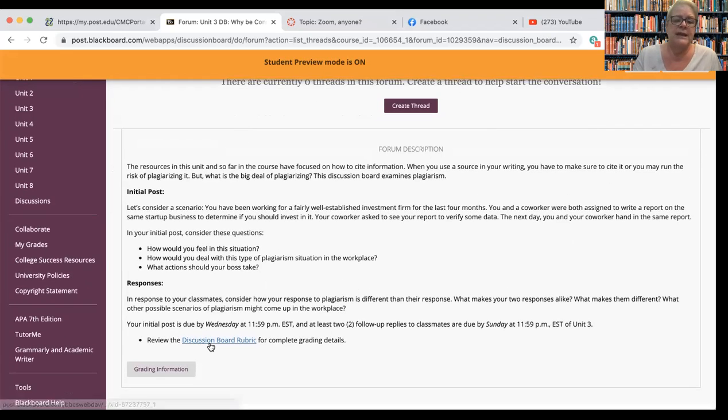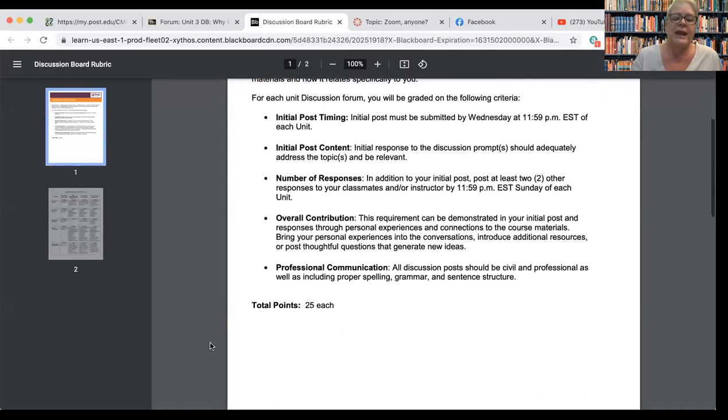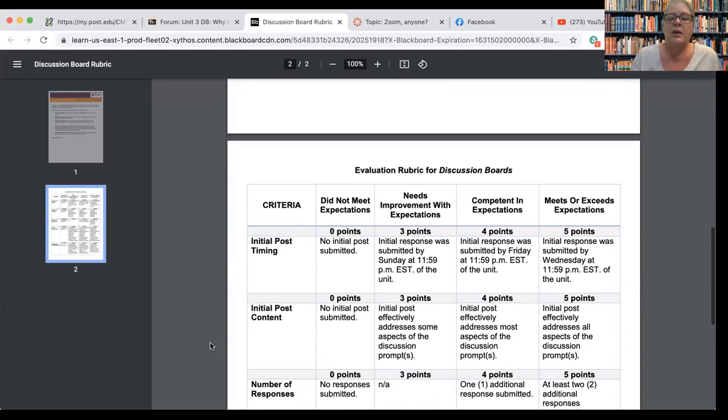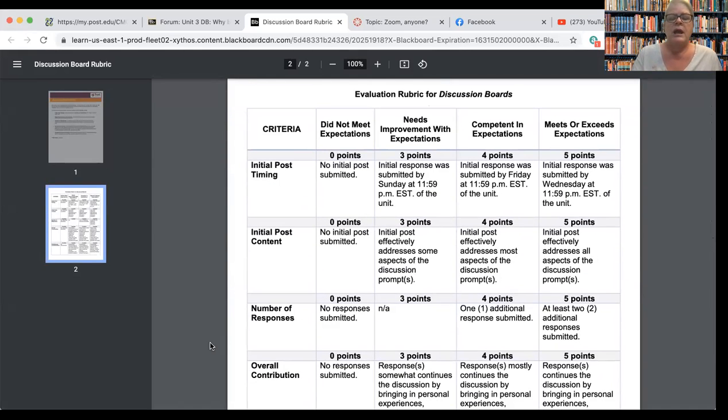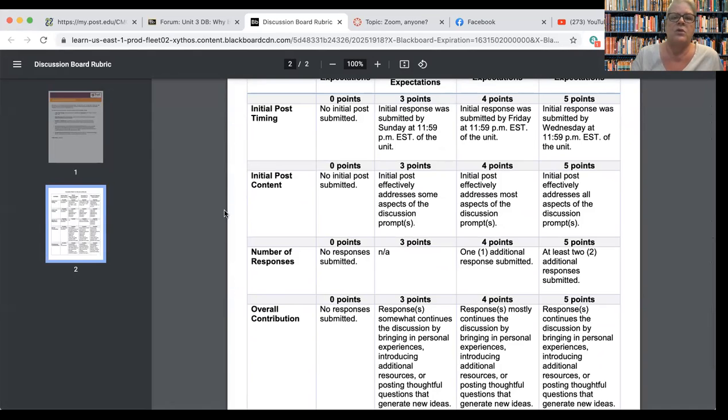Don't forget, you can take a look at the rubric, and that's going to tell you and show you in detail how your grade is being figured. And then, of course, once you get the score back from me, you want to look at the rubric and determine how you scored in each one of those categories.